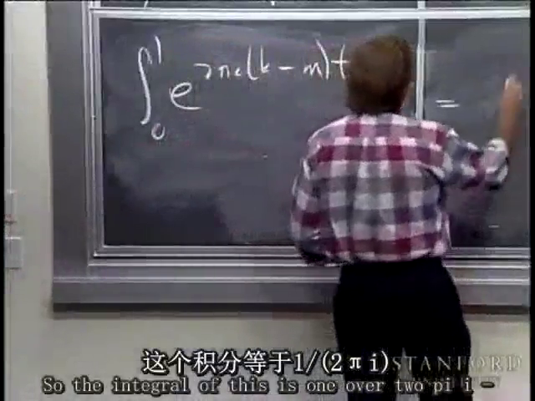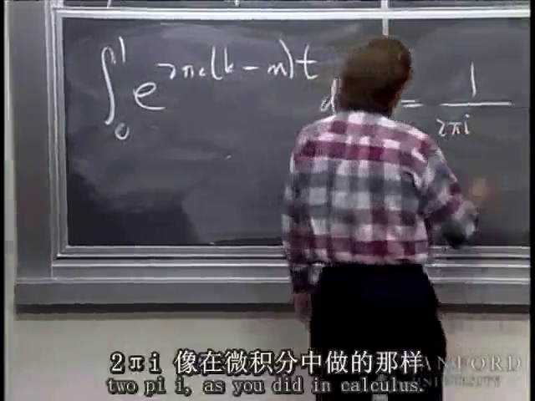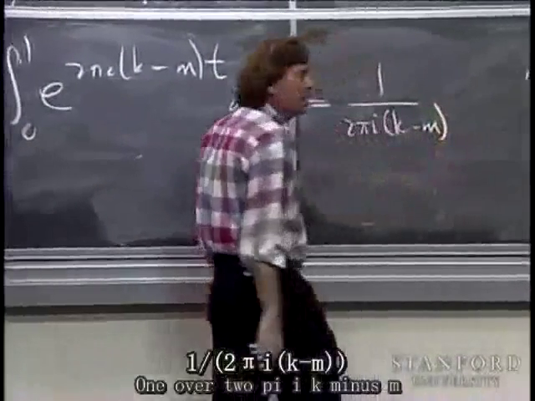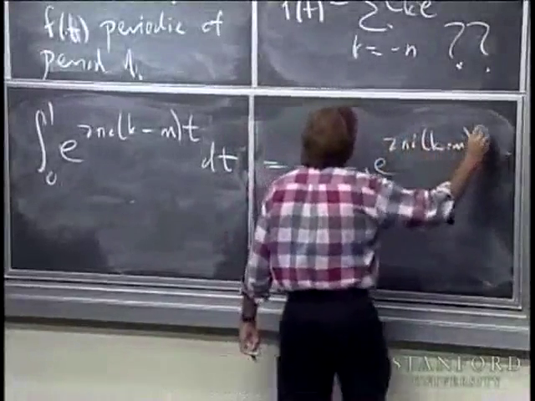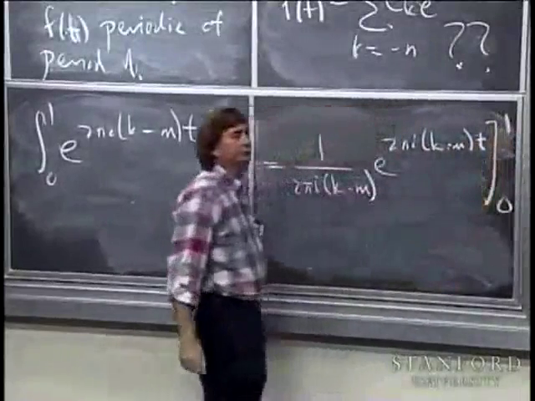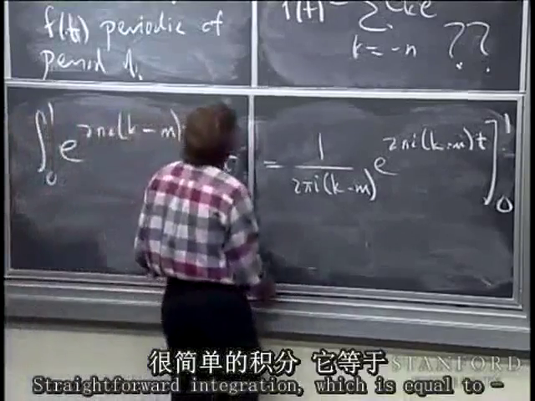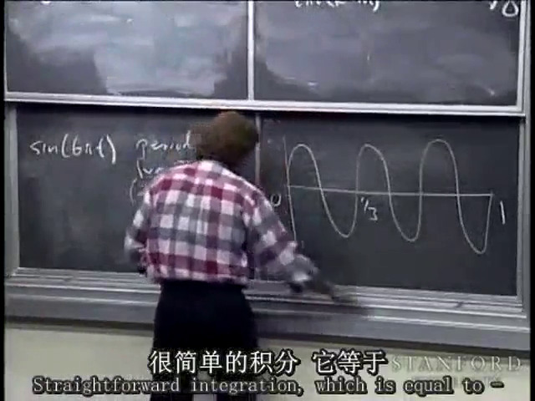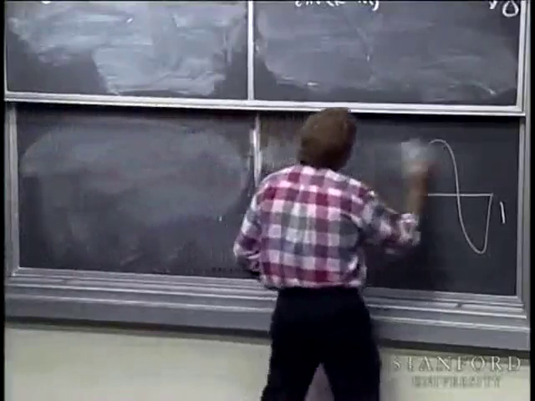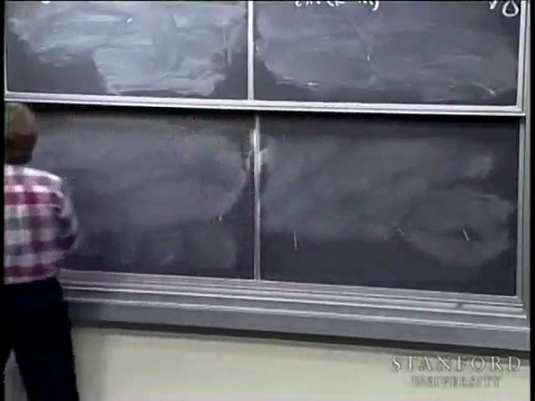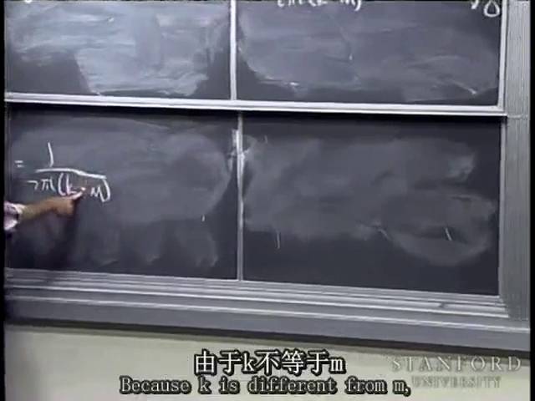So the integral of this is 1 over 2 pi i (k minus m) times e to the 2 pi i (k minus m) t, evaluated from t going from 0 to 1. Trust me, integrating this is the same as integrating an ordinary function as you did in calculus. Straightforward integration. Which is equal to, we're almost there, 1 over 2 pi i (k minus m). That makes sense, right? Because k is different from m, so it's not a problem.